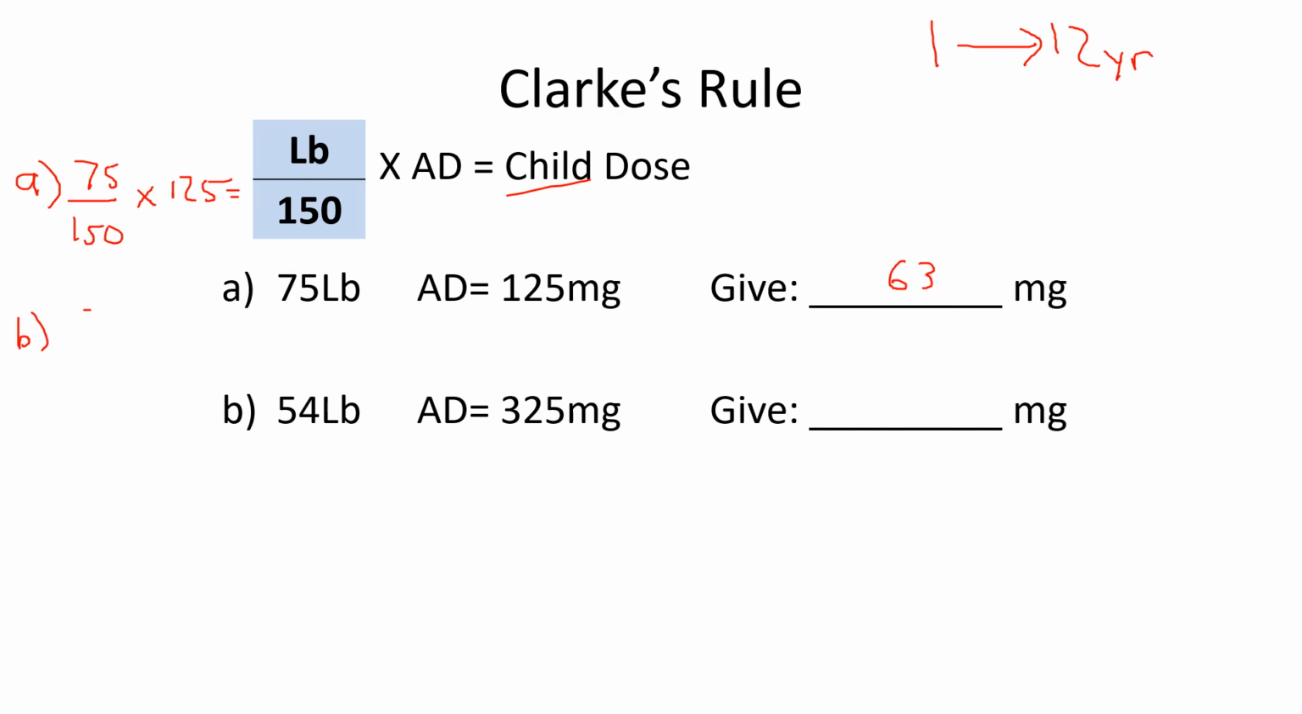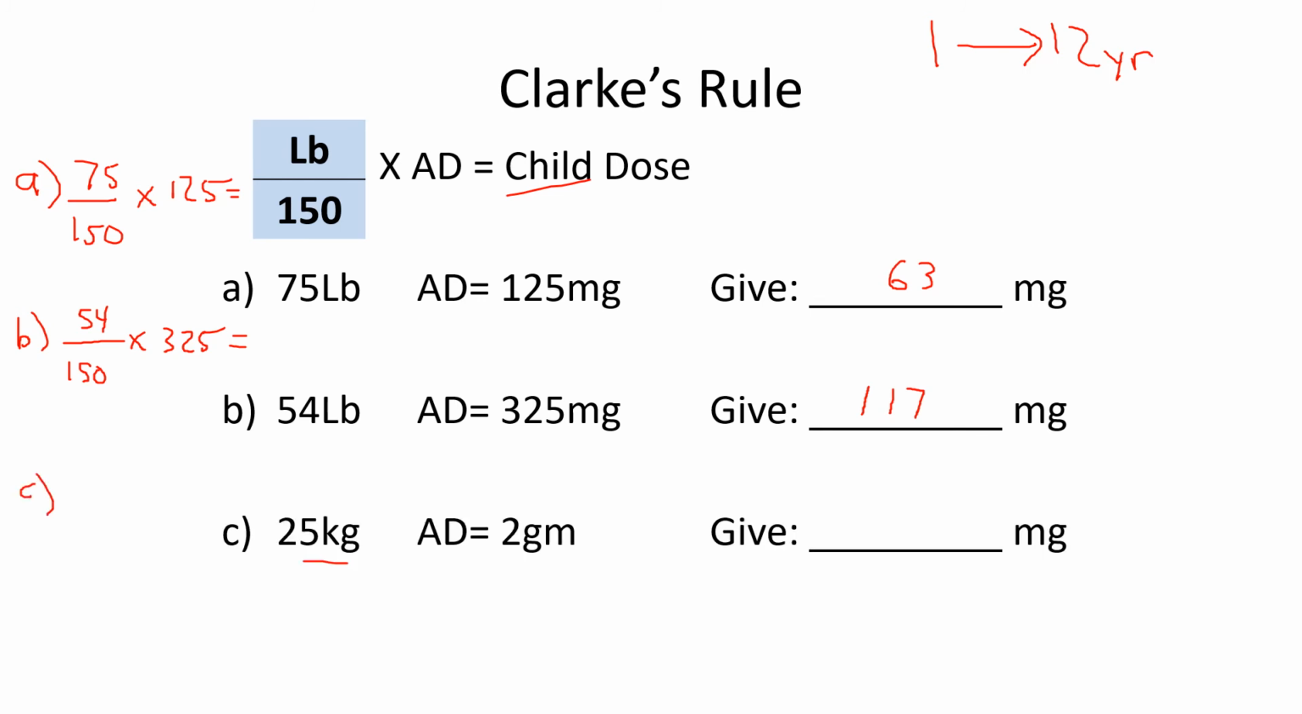This patient is 54 pounds, and the adult dose is 3 1/4. You'd give this kid about 100... 110? 117? All right, we got a second on that guy.